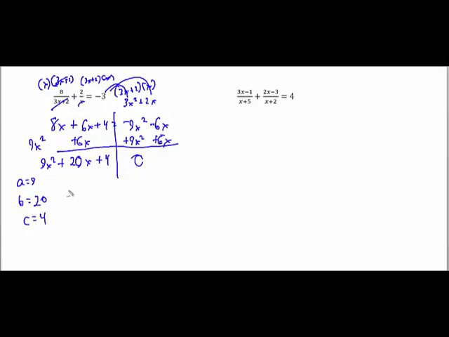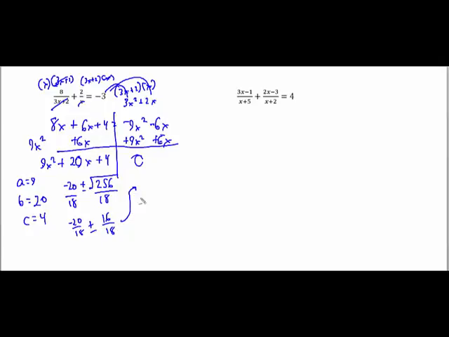So if I plug this in, my x is negative 20 plus or minus the square root of 20 squared minus 4 times 9 times 4, which is going to give me 256, all divided by 2 times 9, which is 18. So what I have is negative 20/18 plus or minus. The 256 is simplifiable down to 16/18.